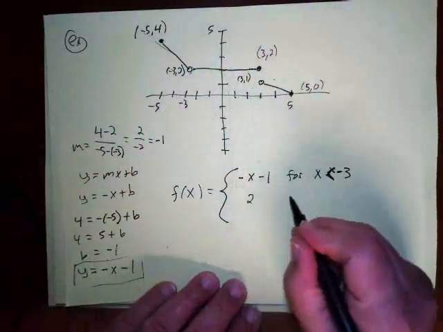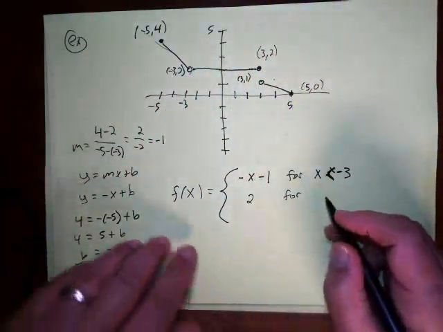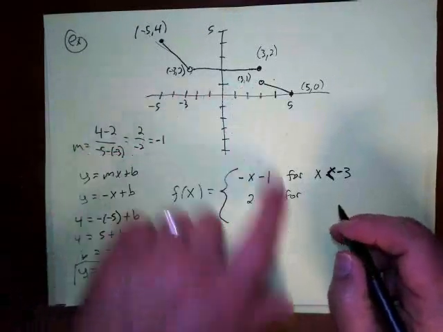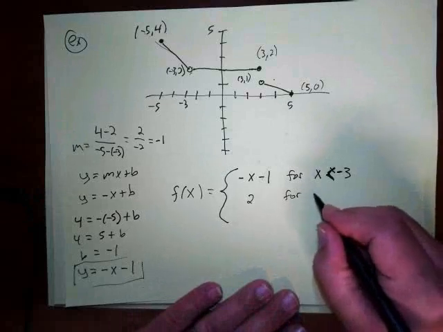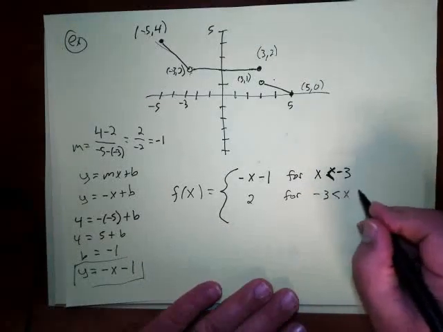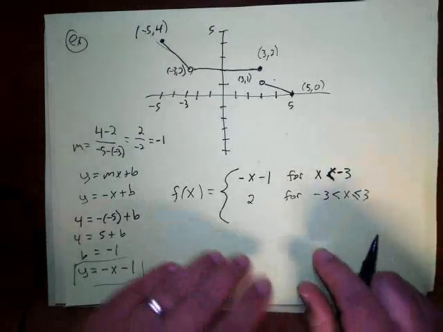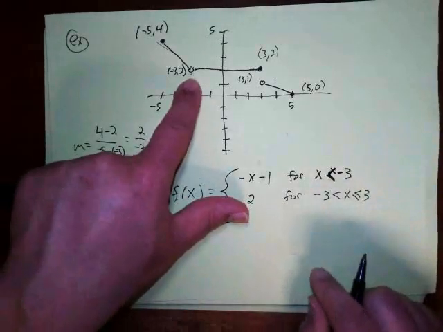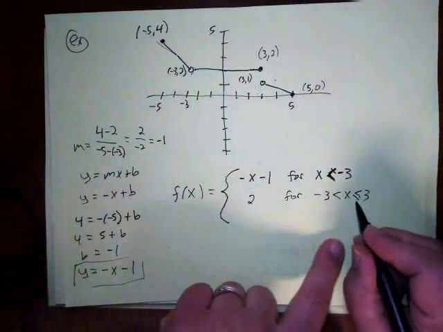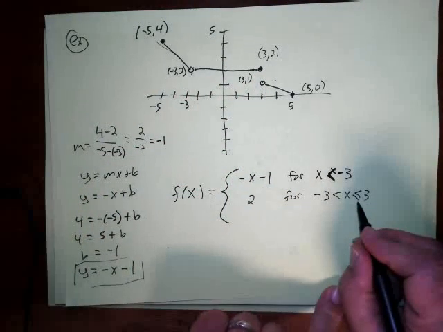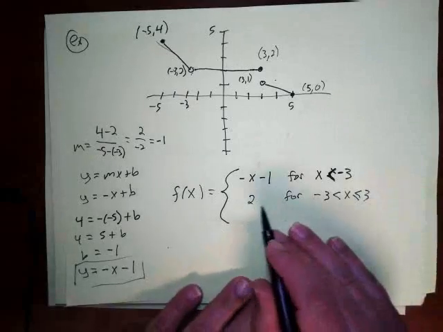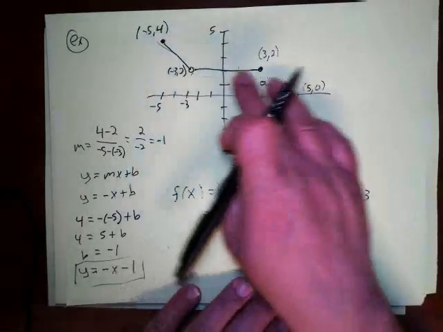So I have x's that are between, it looks like this is negative 3 to positive 3, right? So I got negative 3 to positive 3. And notice it doesn't include this one again, but it does include that endpoint. So this is less than or equal to, that's strictly less than. And so that'll take care of this portion of the graph.